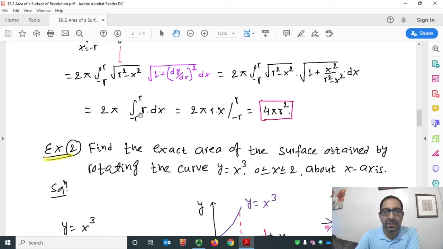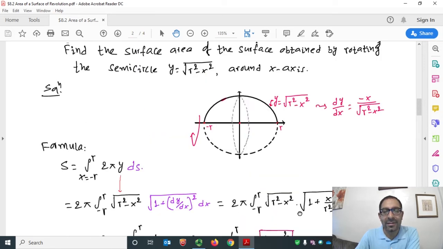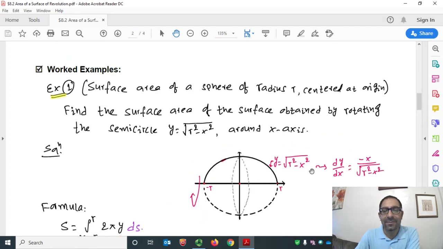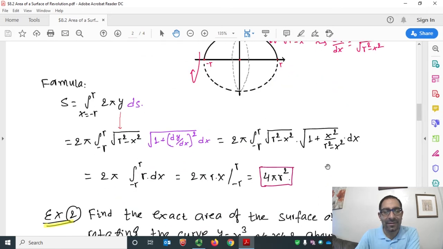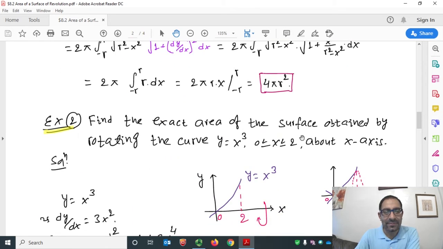And take the integration of r with respect to dx, simply r times x, 2 pi as it is, and x limit minus r to r. Put x equals the upper limit, put x equals the lower limit, and simplify. It gives you 4 pi r square. And yes, we know that the surface area of a sphere of radius r is 4 pi r square. Right? Great. So let's move on.